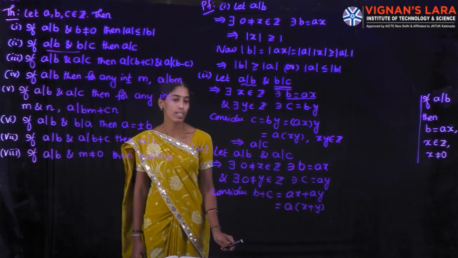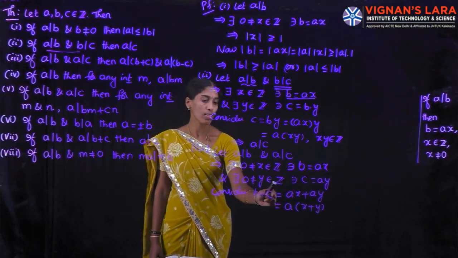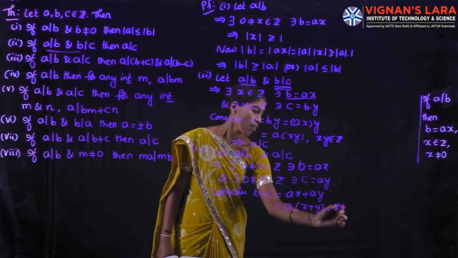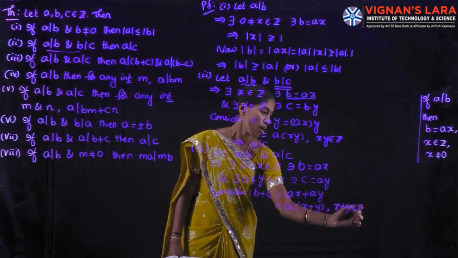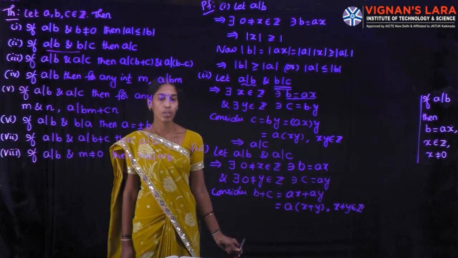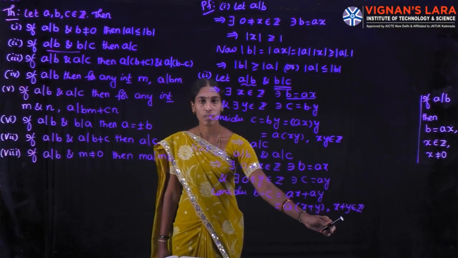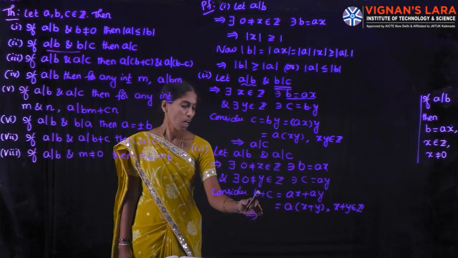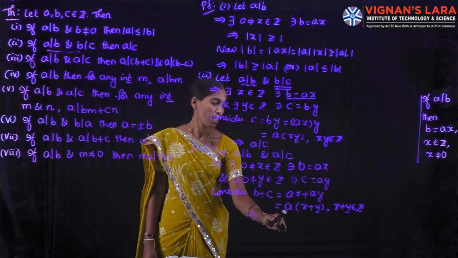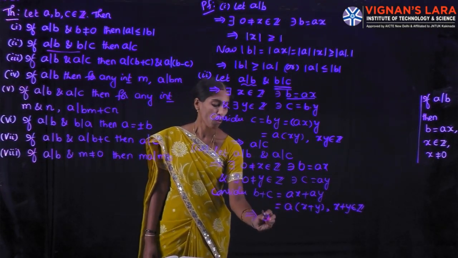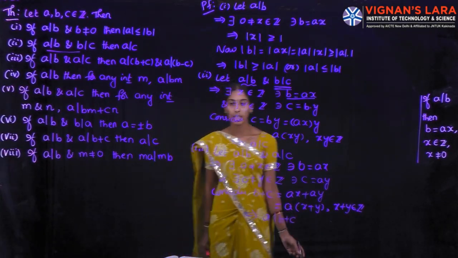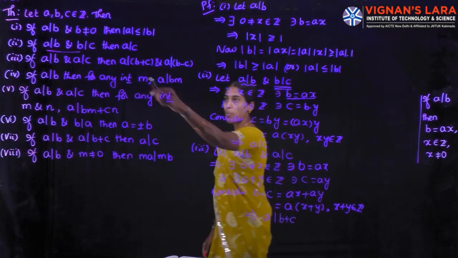What about x and y? These two are non-zero integers. So the addition of two integers, otherwise the sum of two integers, is also an integer. So x plus y is an integer, which implies b plus c is a multiple of a, therefore a divides b plus c. Right? So the third one, first part is completed.